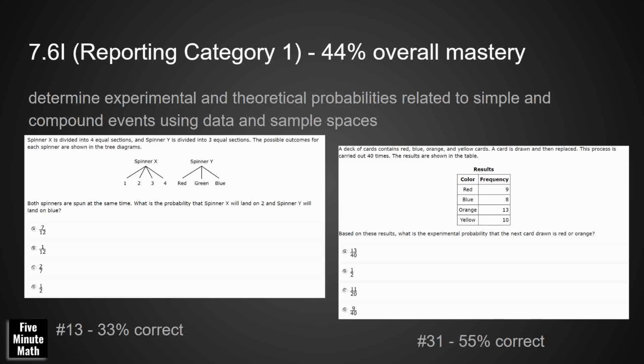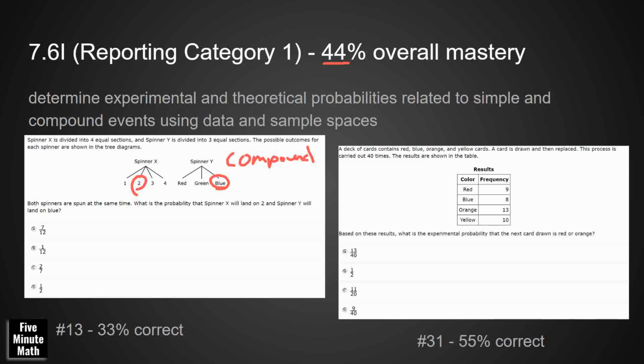Next, for 7.6i in reporting category 1, we are determining experimental and theoretical probabilities using data and sample spaces. We had 44% overall mastery. It was tested twice. You see we did a little bit worse on number 13 than we did on number 31. So let's take a look at 13. So we got two different spinners, and so this lets us know we are dealing with a compound probability because we need something to land on a 2 on spinner X, and then on spinner Y, it needs to be on blue. So we need two different simple events to come in sequence to make this compound event.